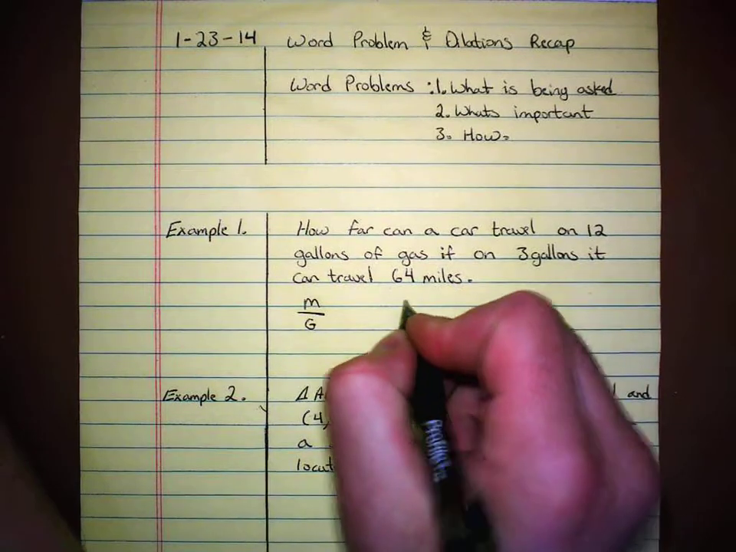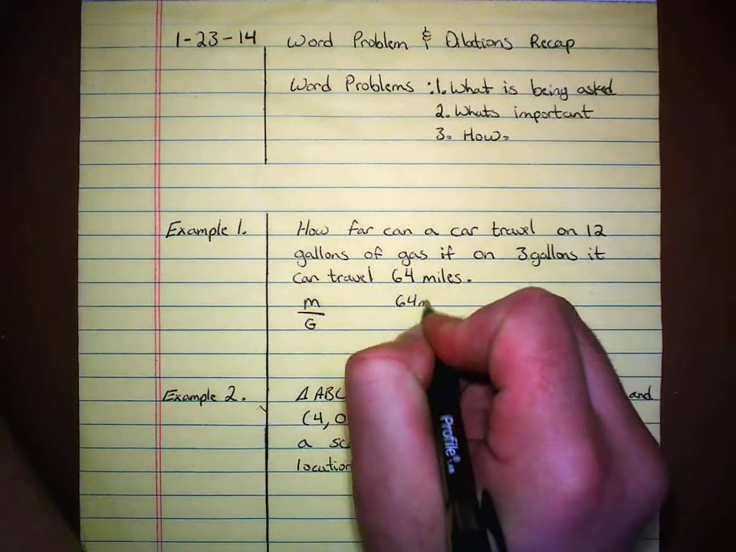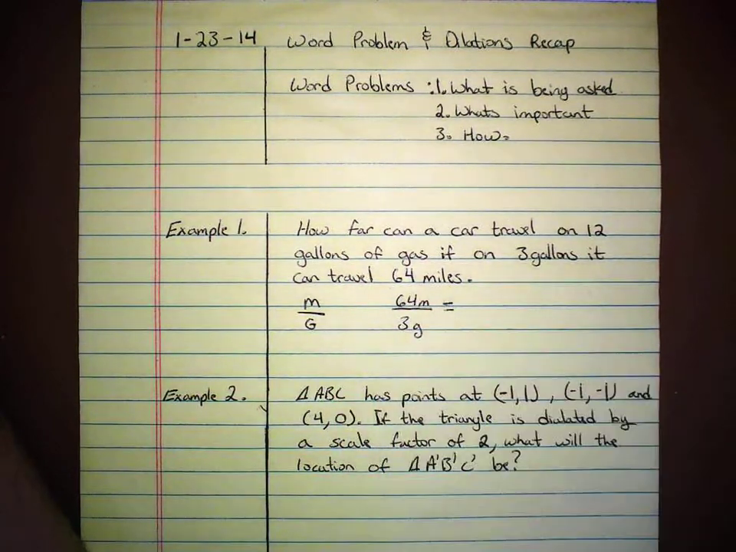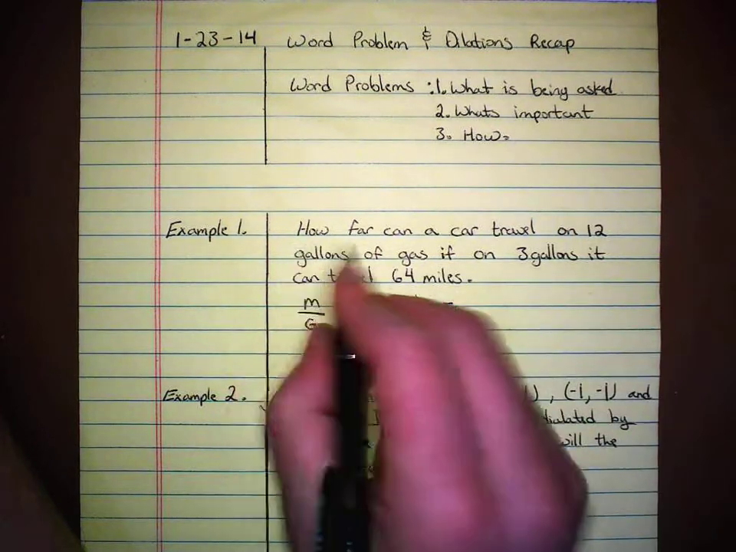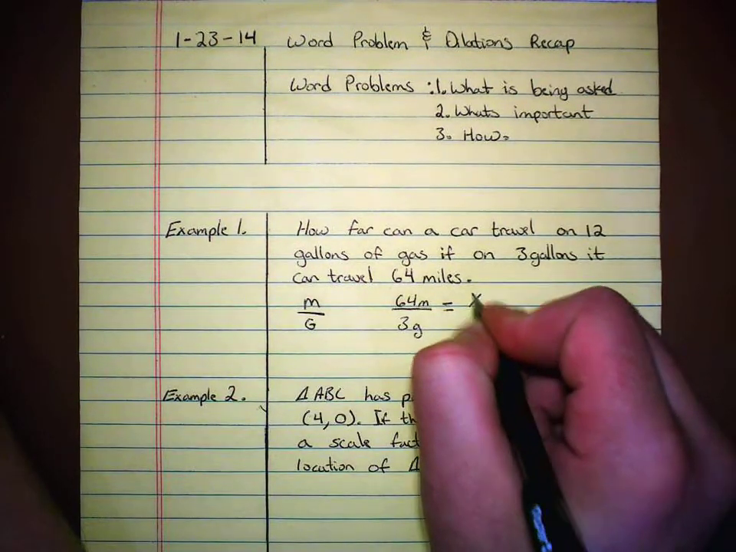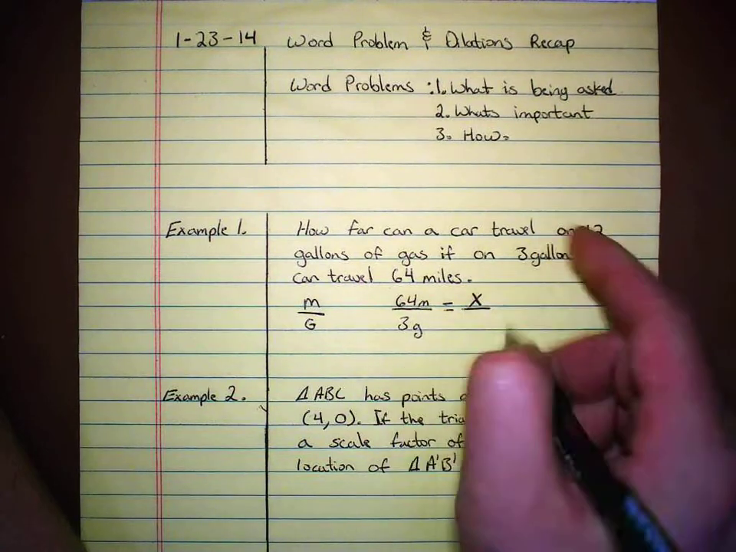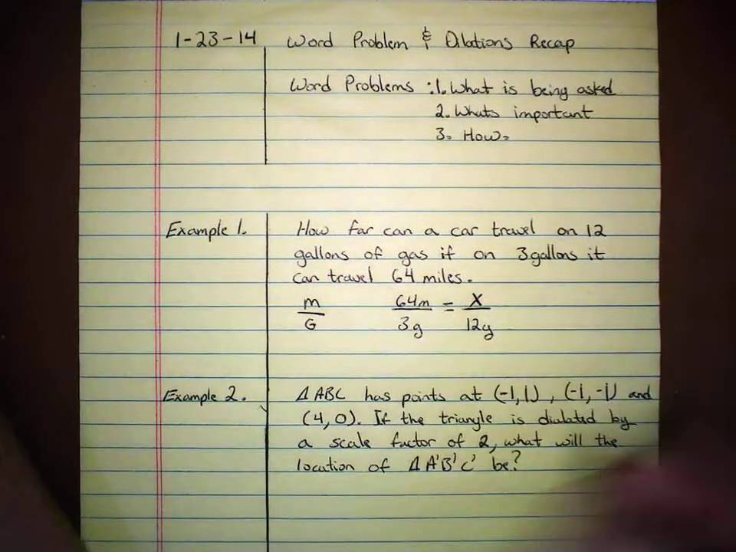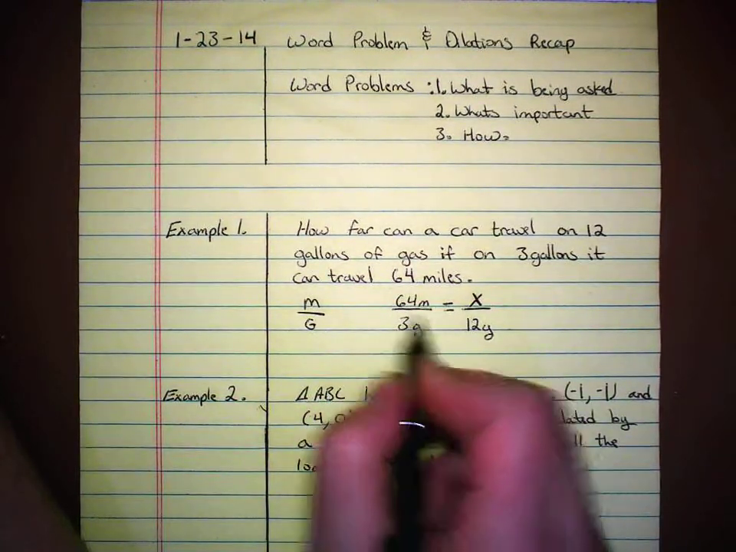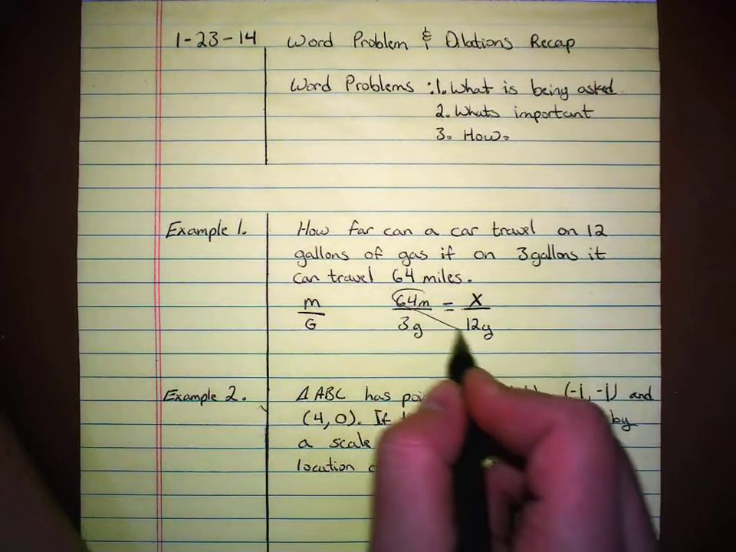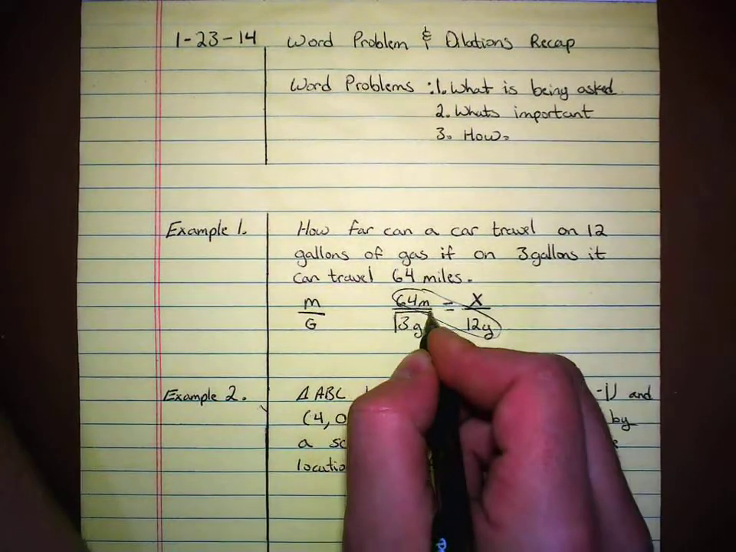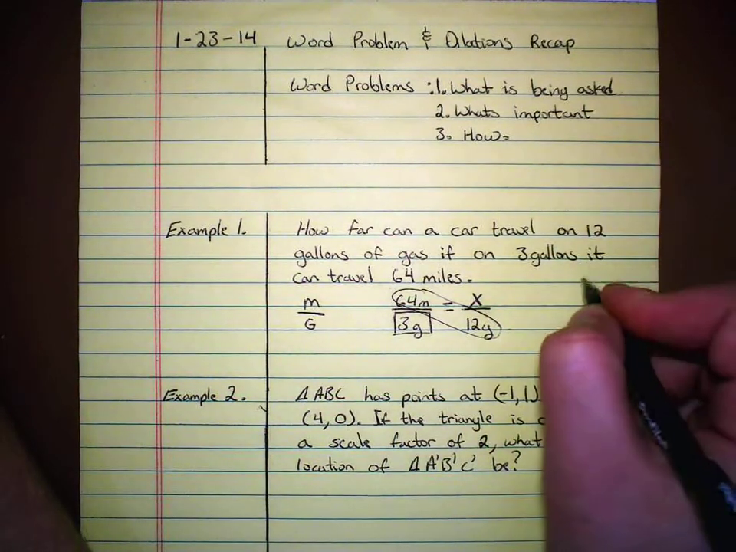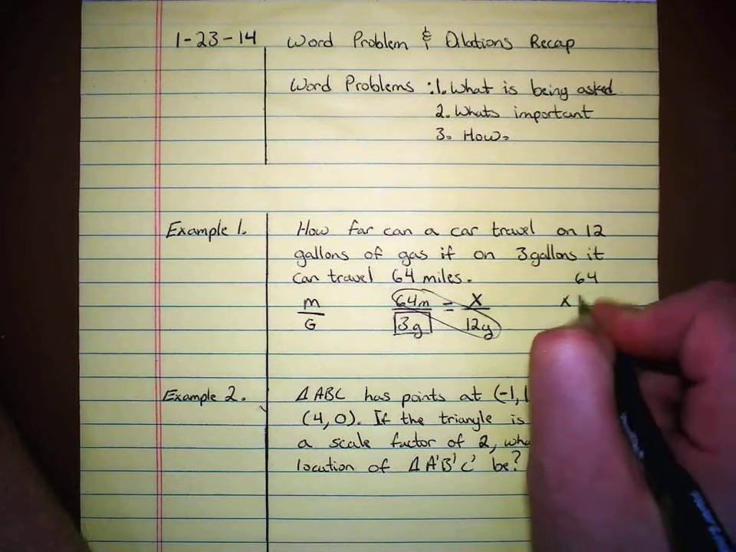So what we're going to do is take our 64 miles over our 3 gallons of gas and set that equal to, well, we don't know how far we're going to get on 12 gallons of gas. Notice I'm putting my miles on top and my gallons on bottom. Here I can do my cross multiplication followed by division. If I cross multiply and divide by the number I have left over, I'll wind up with X. So I'm going to set up 64 times 12.